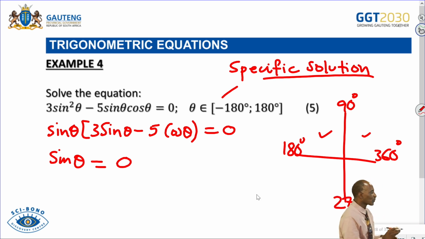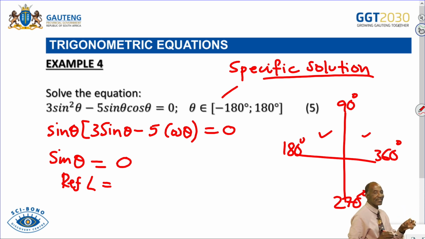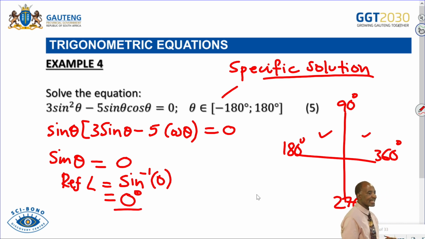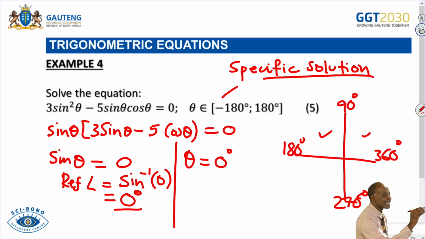Then from there, we find our reference angle before we find our theta. Please, when you are finding the reference angle, don't say theta or x. Just write ref angle. You find the inverse of that value, then it gives me 0 degrees. Then you go to your general solution. Your general solution will now say theta equals 0 degrees plus k 360, which is your first quadrant.